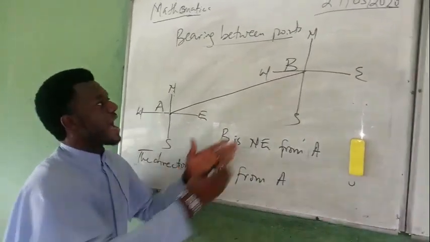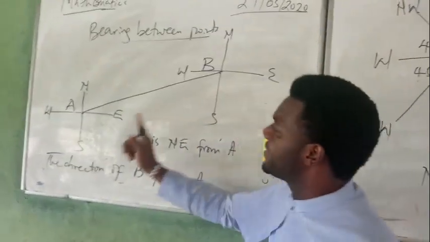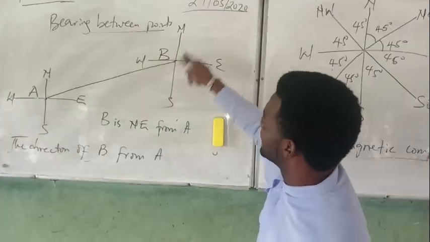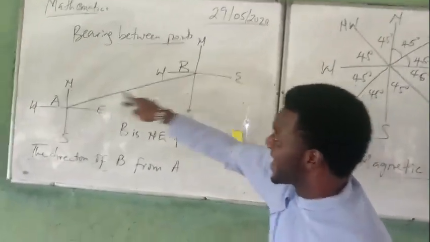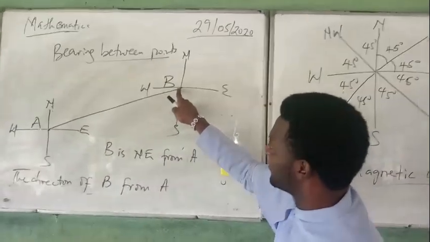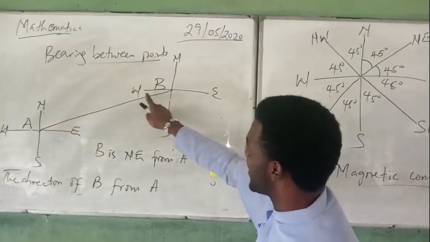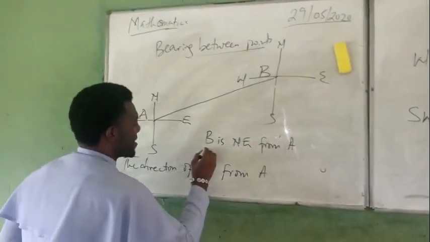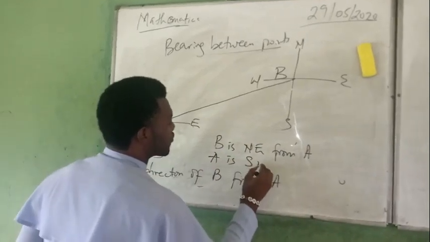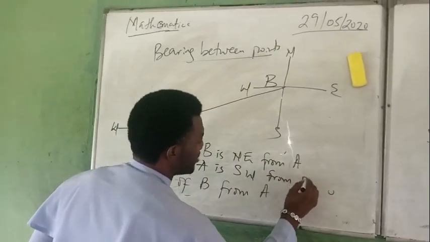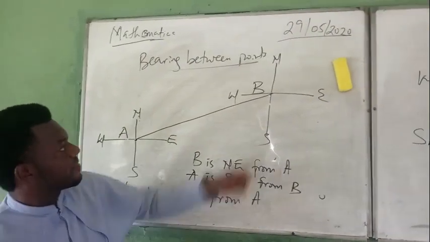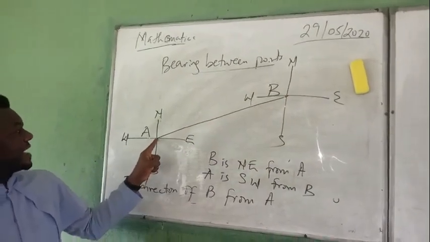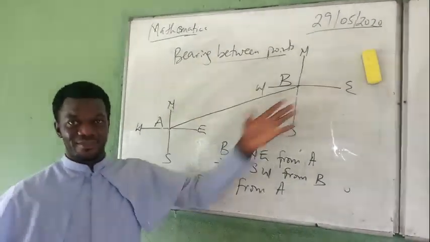So the same thing. When you are at B, you want to know the direction of A from B. Look at it. This is the direction of A from B. And from B, you see that A is at the southwest. So we can say that A is southwest from B. Here is southwest of B, and here is northeast of A.